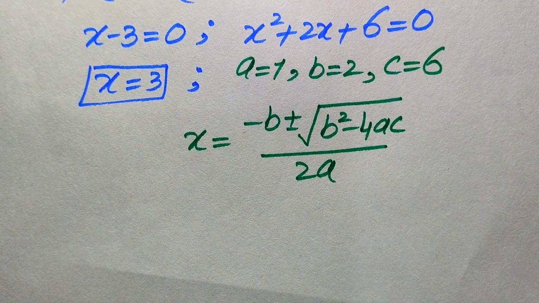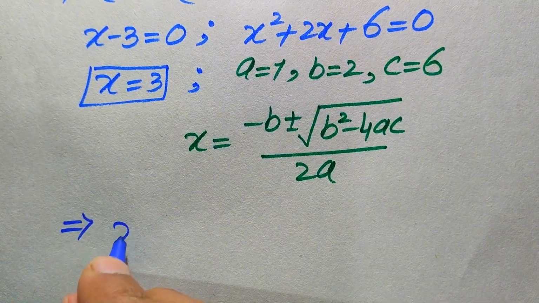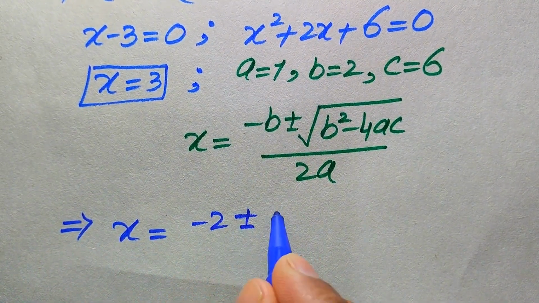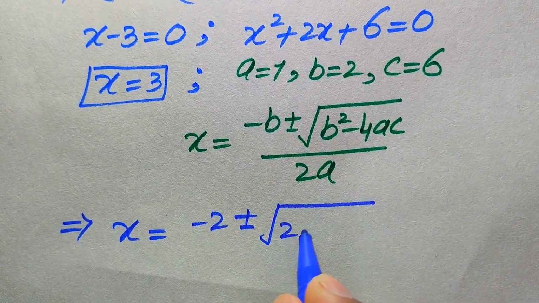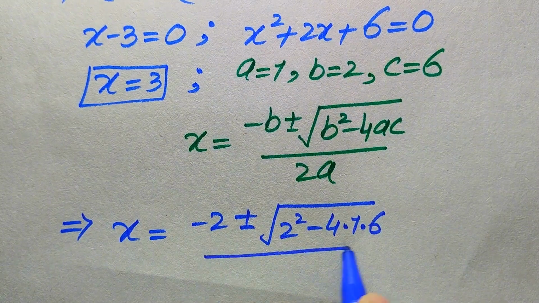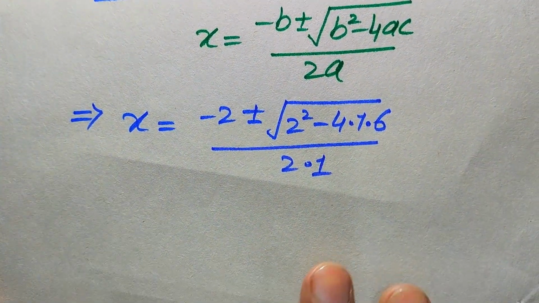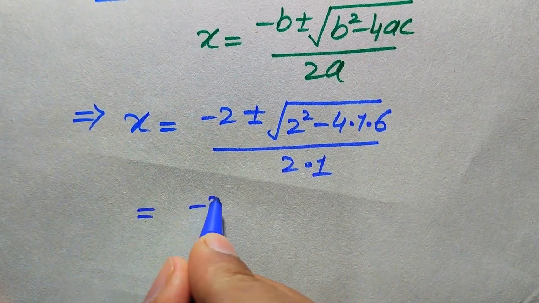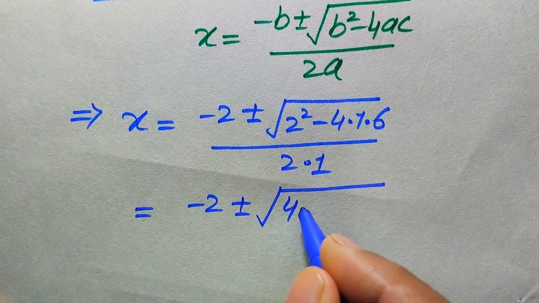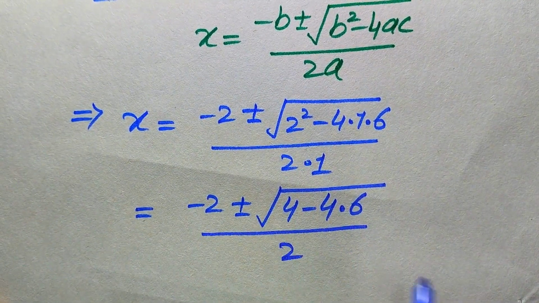So we need to substitute the values of a, b, and c here, and it will be written as x is equal to minus b, the value of b is 2, plus minus square root of b squared, it is 2 squared minus 4 times a is 1 and c is 6, and it is divided by 2 times a is equal to 1. Further, in the next step, we need more simplifications, and it will be written as minus 2 plus minus square root of 2 squared becomes 4 minus 4 times 6, divided by 2 times 1 is equal to 2.